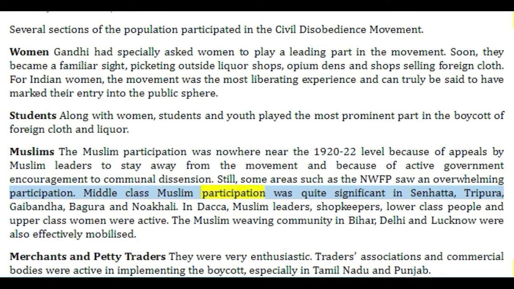Middle-class Muslim participation was quite significant in Sylhet, Tripura, Gaibandha, Bogra and Noakhali. In Dhaka, Muslim leaders, shopkeepers, lower-class people and upper-class women were active. The Muslim weaving community in Bihar, Delhi and Lucknow were also effectively mobilized.